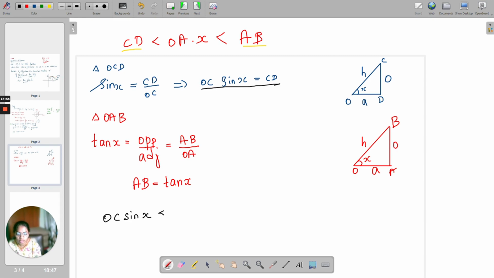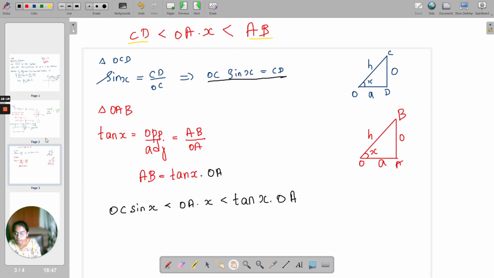This is less than OA into X less than what is AB? Tan X, right? So now you see we have OA over here. Yes, we missed the OA over here, right? We had it in the denominator. So here also we have OA.